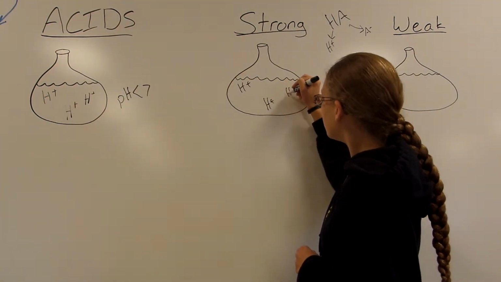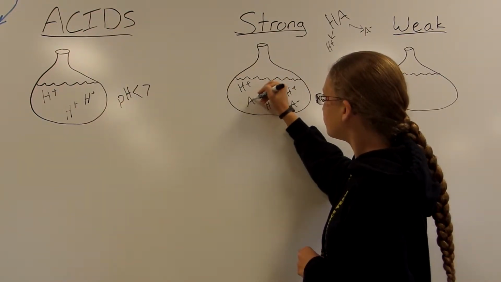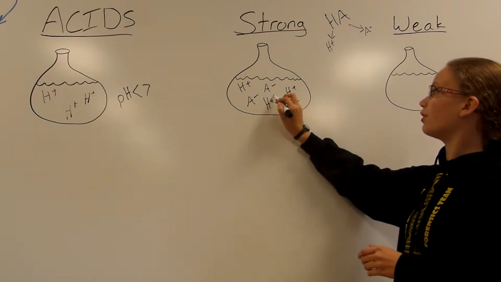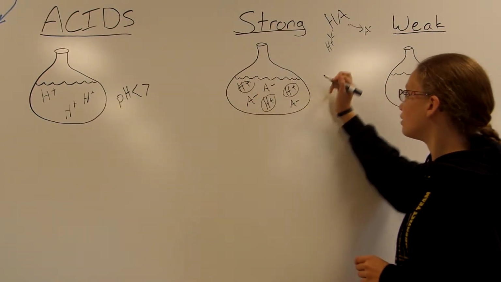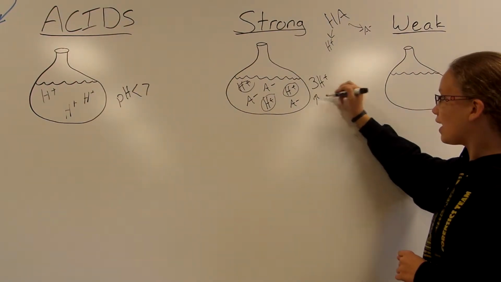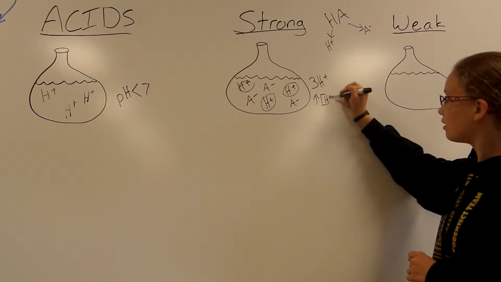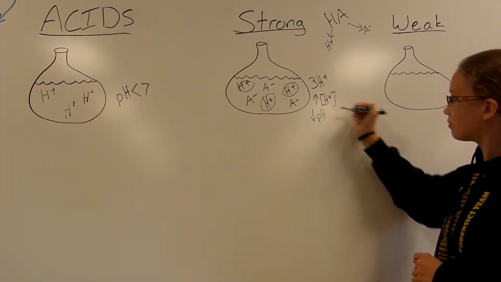This means that we're going to have 3 H pluses in the solution, which we're going to call a high concentration of H plus, which means it has a very low pH.